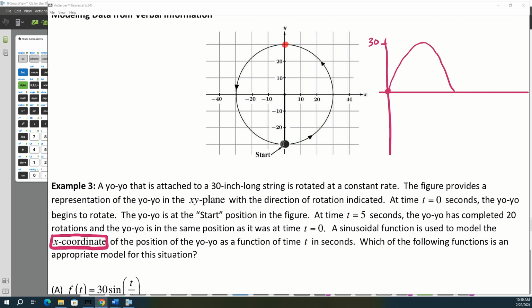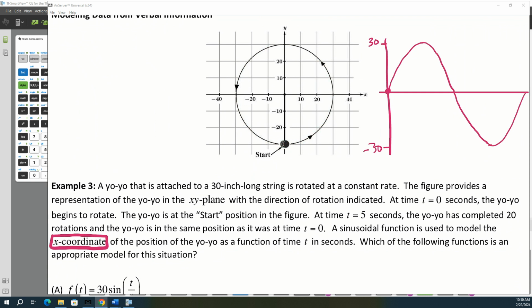Right here. All right. And then what about the x's? They're negative. What's the lowest x coordinate we're going to get to? Negative 30. And then we're going to go back to 0. What kind of curve does that look like?